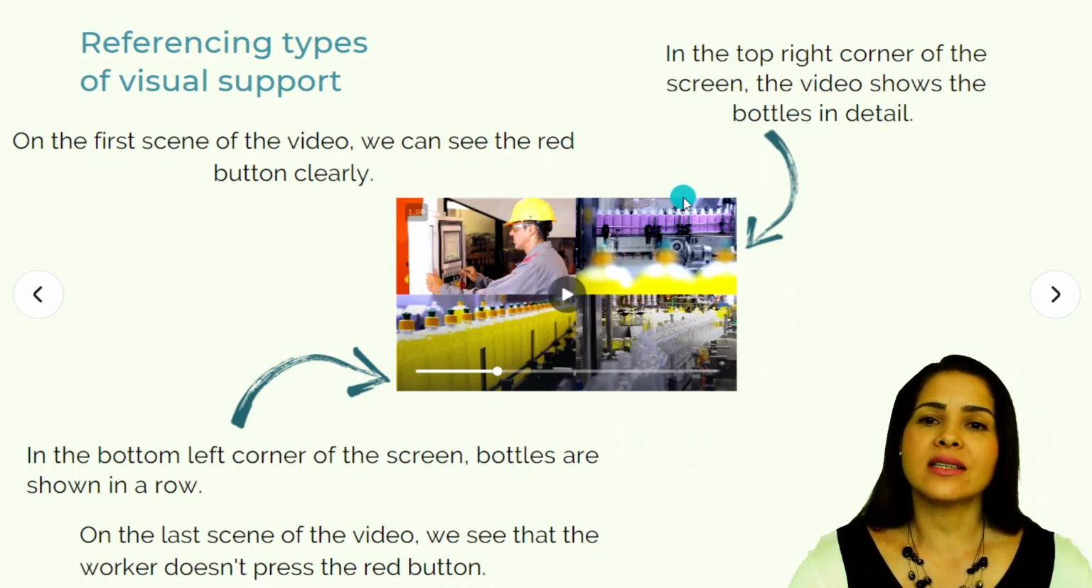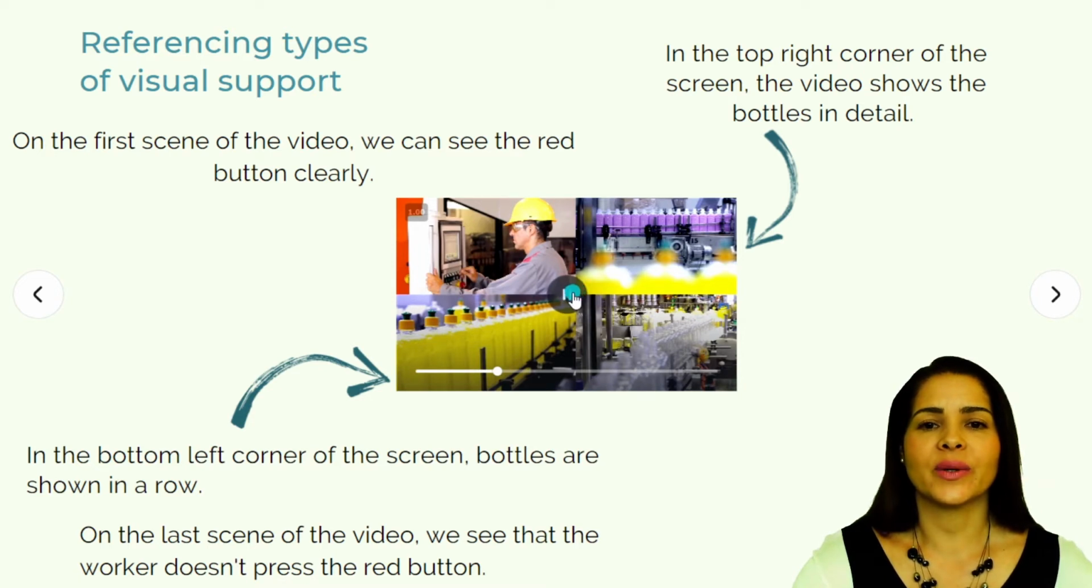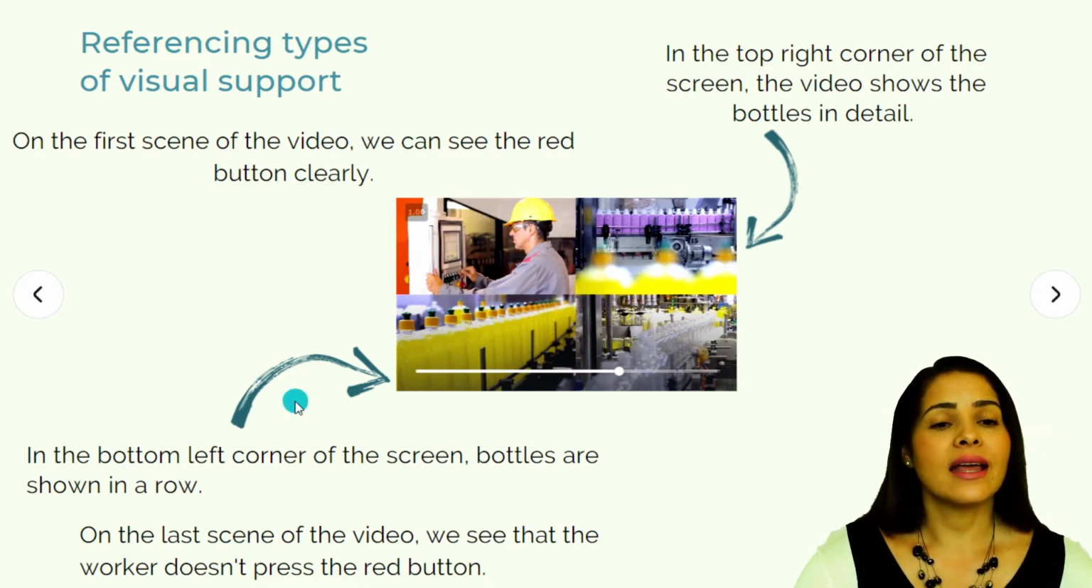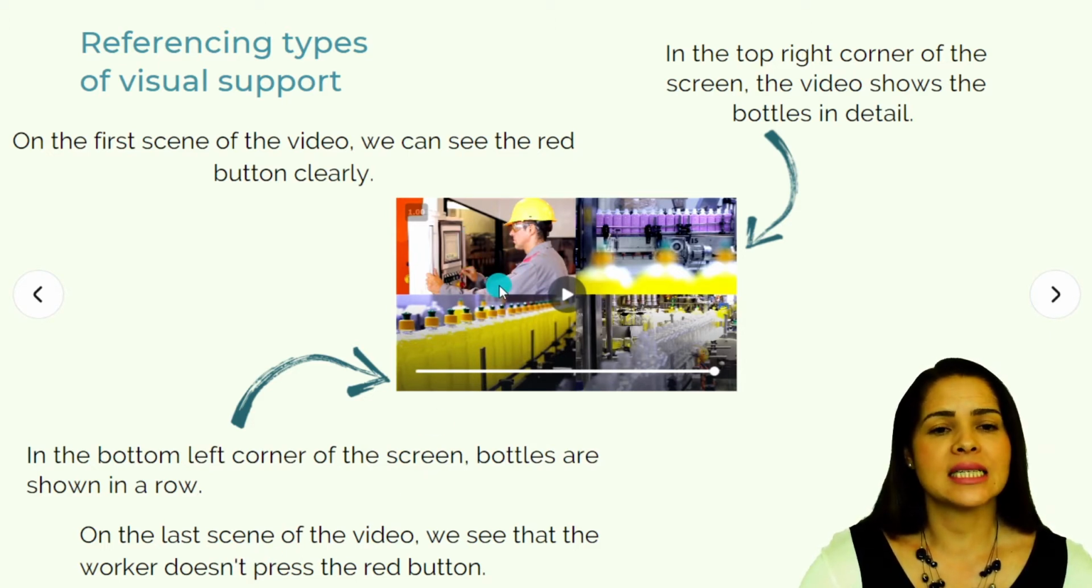In the top right corner, the video shows the bottles in detail. So you can see the bottles in detail here. And you see the bottles? In the bottom left corner of the screen, the bottles are shown in a row. Okay? On the last scene of the video, we see that the worker doesn't press the red button.